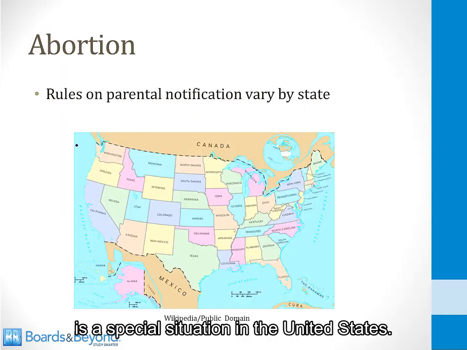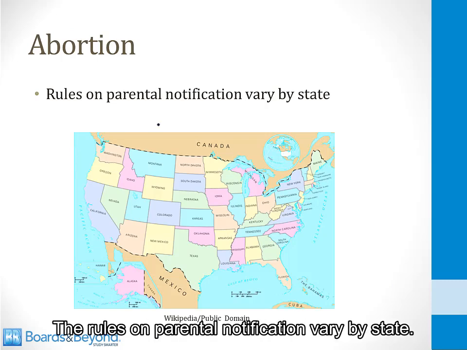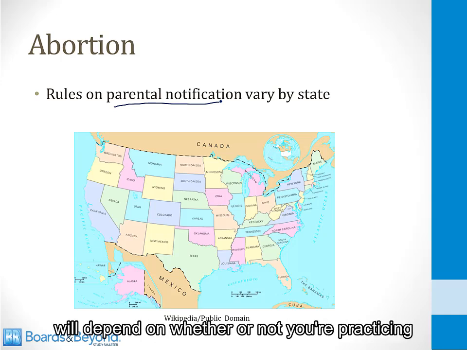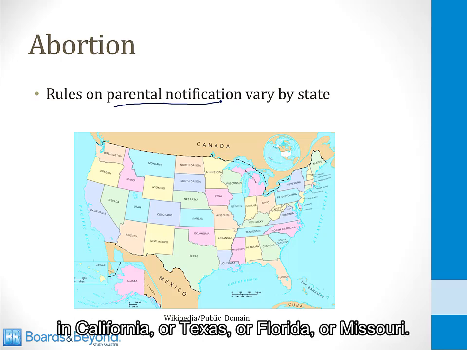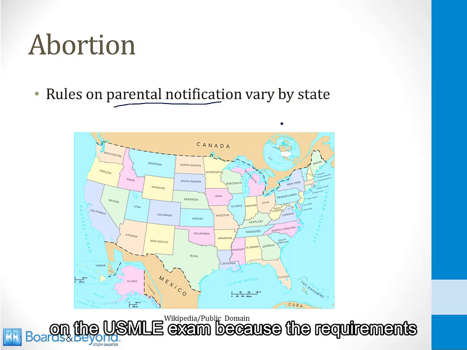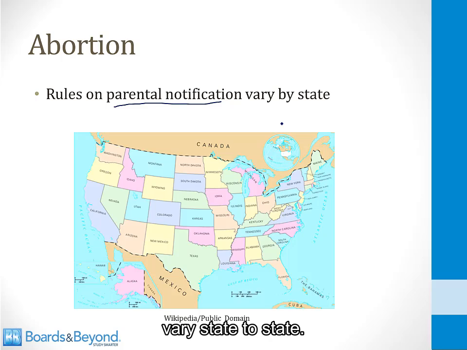Abortion for minors is a special situation in the United States. The rules on parental notification vary by state, so whether or not a minor needs parental consent for abortion will depend on whether you are practicing in California or Texas or Florida or Missouri. They are very unlikely to ask you about this on the USMLE exam because the requirements vary state to state.